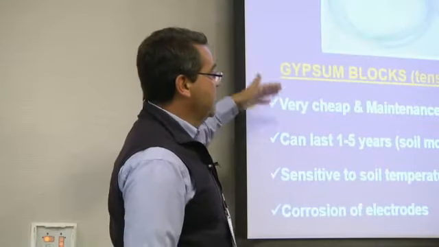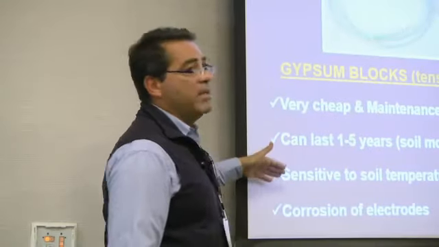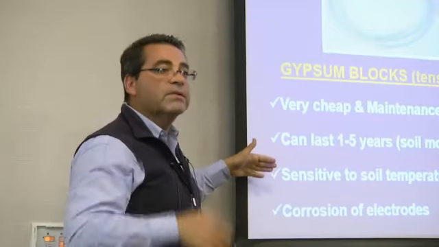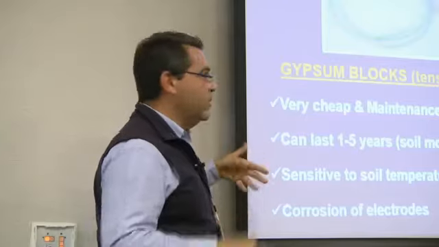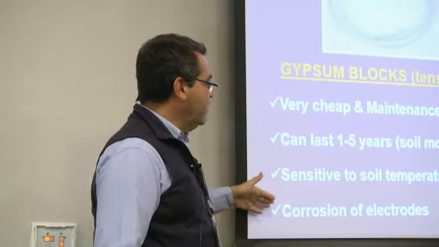The gypsum block is very cheap and maintenance-free, and can last for several years, but it is sensitive to soil temperature, so sometimes it gives spikes when the soil heats up because it's dry, or you have some ground heat flux. Also, they're subject to corrosion of the electrodes. The watermarks have several advantages. Also, they're maintenance-free, they don't require further calculation, they're easy to interpret, and somehow they account for salinity. Salinity might change the reading up to a certain level. Up to 4 or 5 decisiemens per meter, they're fine. Beyond that level, we don't know.